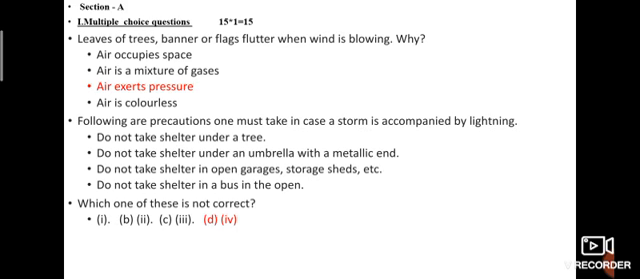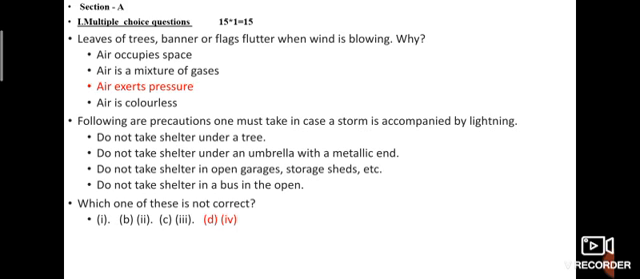Next one. The following are precautions one must take in case a storm is accompanied by lightning. Do not take shelter under a tree. Do not take shelter under an umbrella with a metallic end. Do not take shelter in open gorges, storage sheds, etc. Do not take shelter in a bus in the open. So, which one of these is not correct? Okay, I have given it like that to create confusion for you. Three statements are true, but one is wrong. You want to find out that answer.